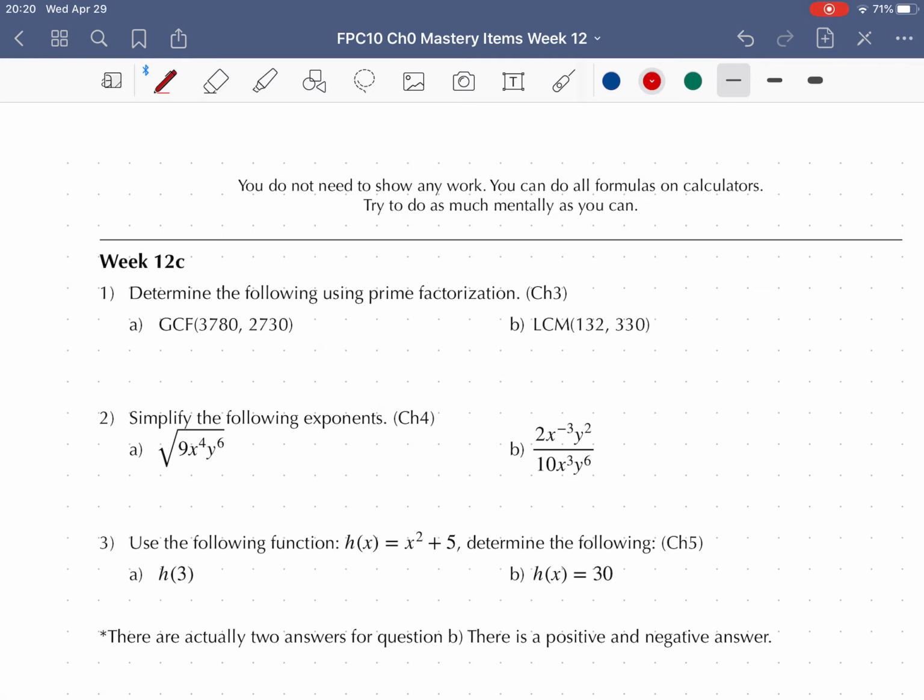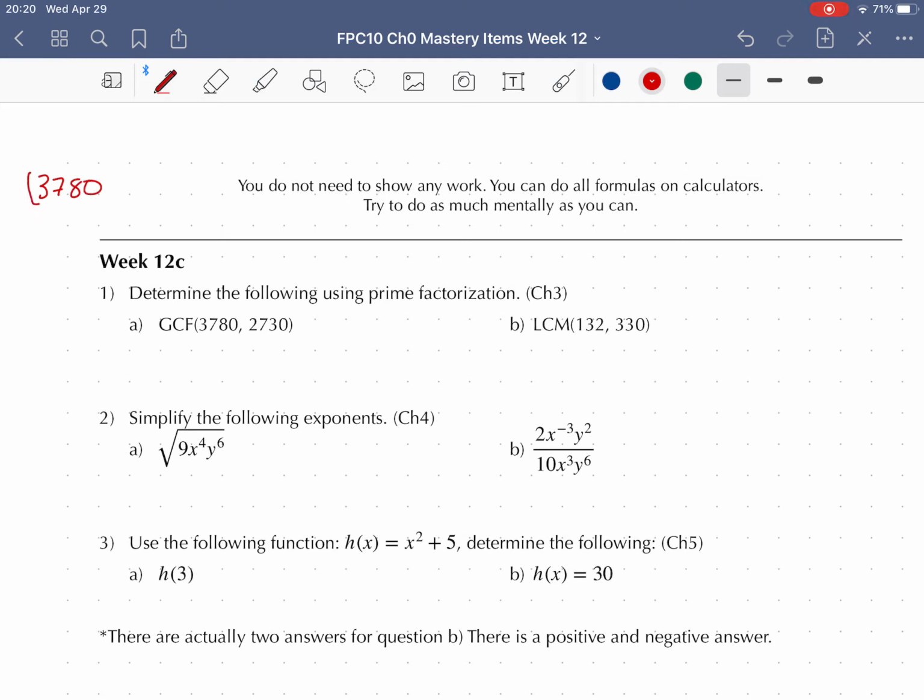Number 1, determine the following using prime factorization. So the GCF of 3780 and 2730. So we're finding the greatest common factor, so we need to prime factorize these.